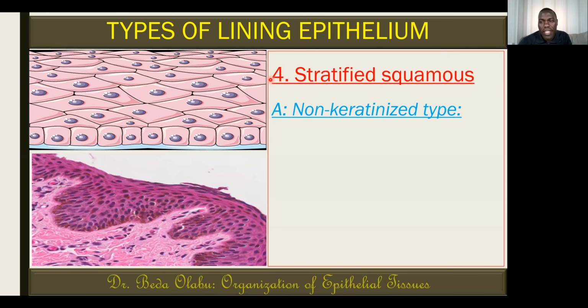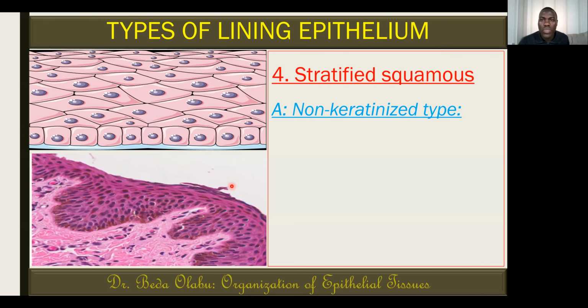There are three varieties of stratified squamous epithelium. One of the varieties is the one displayed below, where yes, you have multiple layers of cells, so it is stratified. The cells on top, look at the shape of their nuclei, it appears flat. So stratified squamous. But there's nothing beyond that. I'm looking at this free surface. There's no apical surface adaptation.